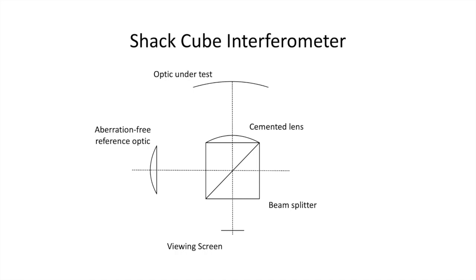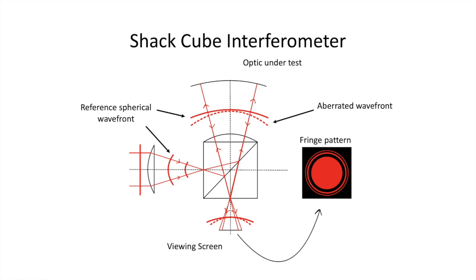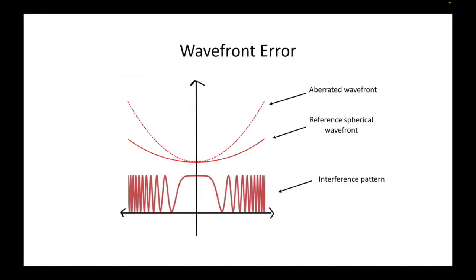A Shack cube interferometer consists of an aberration-free reference lens, a beam splitter, a cemented lens on the beam splitter, and a viewing screen. The object that we want to test is placed at the arm with the cemented lens. Instead of interfering an aberrated wave with itself, a Shack cube interferes aberrated waves with referenced spherical waves. The resulting fringe pattern is proportional to the difference between the aberrated wave and the reference sphere, producing more intuitive interferograms. As the difference between the two wavefronts increases, the phase change gets faster. In an interferogram, this is seen as thinner fringes oscillating faster and faster.